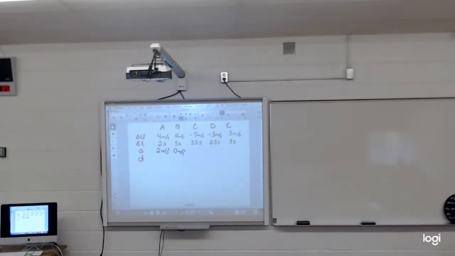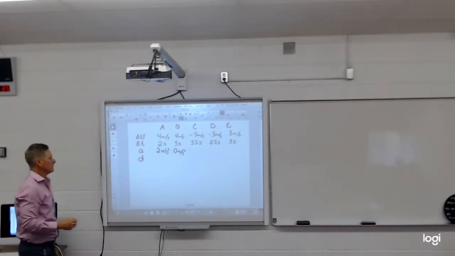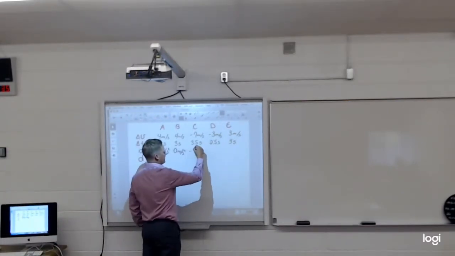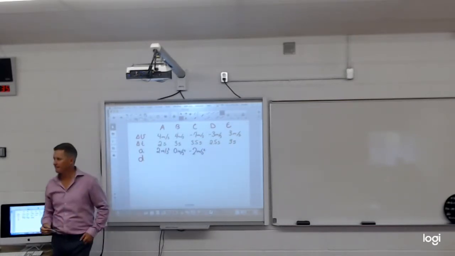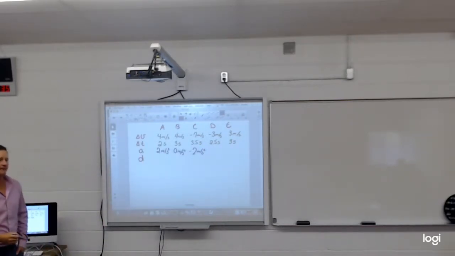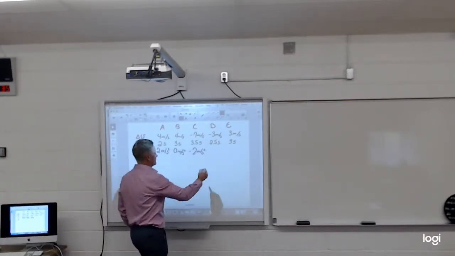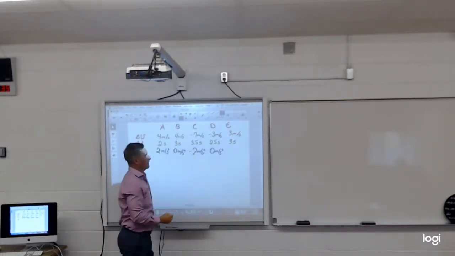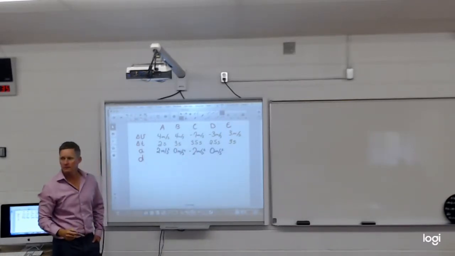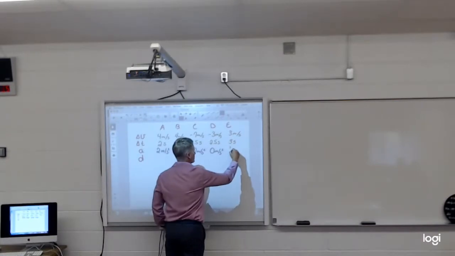My change in velocity is -7 over 3.5, so it's going to be -2 meters per second squared. Now D, 0 again. That's right. And finally, 1 meter per second squared.